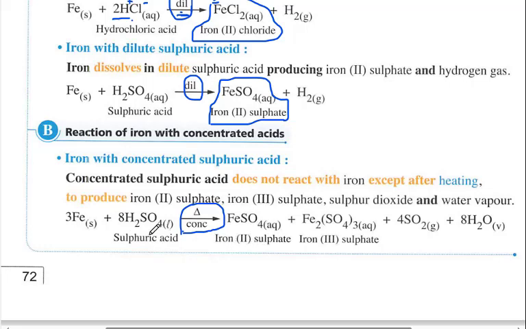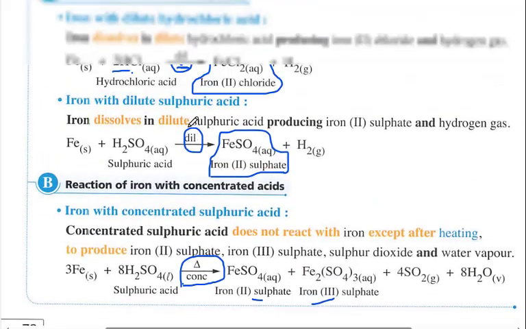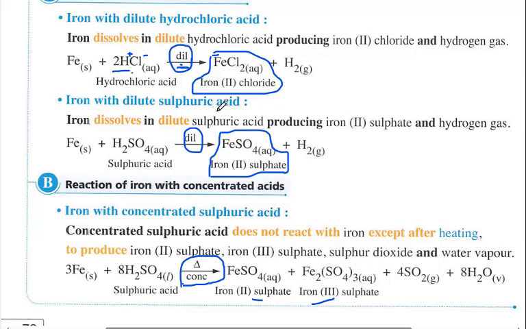So when it is concentrated, the effect of hydrogen as a reducing agent and the effect of sulfate as an oxidizing agent both appear clearly. So it forms two kinds of salts, the ferrous salt and the ferric salt, iron 2 sulfate and iron 3 sulfate. Okay, and remember that when we react iron with conc acid, we need heat. With dilute acids, there is no heating. With dilute acids, iron 2 salts.